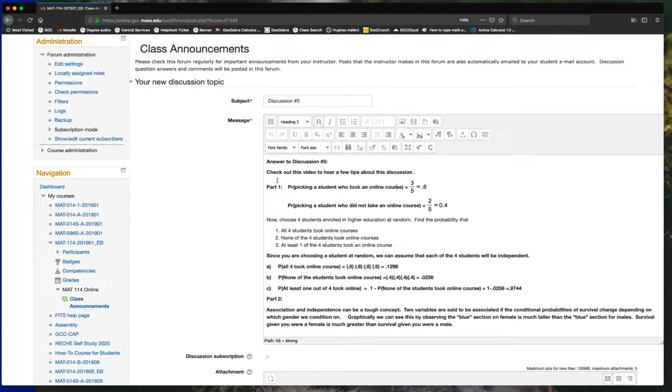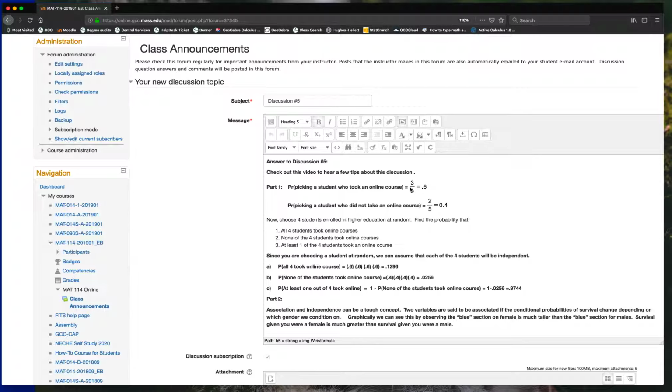So to start with, the first part of this was asking us about the probability of picking a single student who took an online course. And we were told that 3/5 of students took at least one online course, and 3/5 is the same as 0.6 or 60%. So the probability of picking a single student who took an online course is 60%.